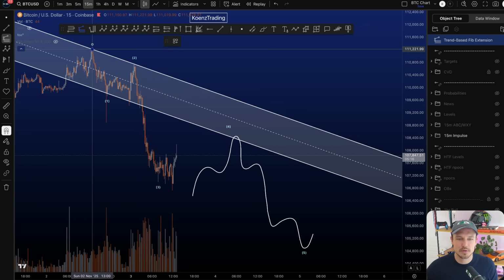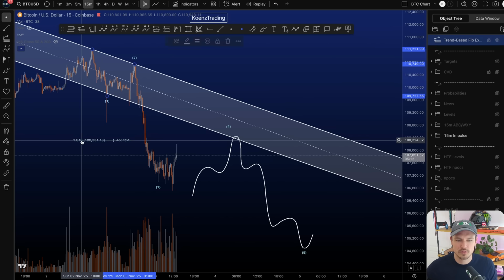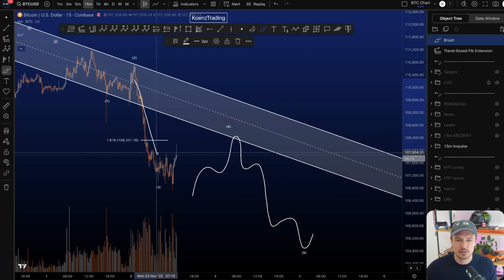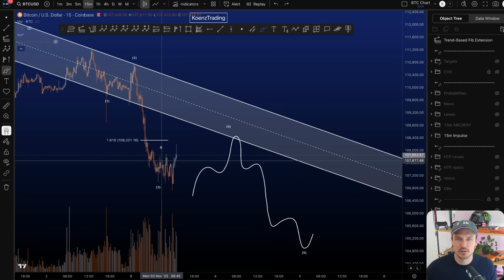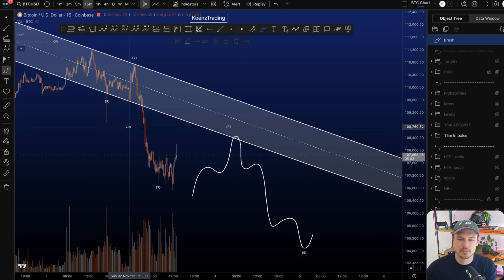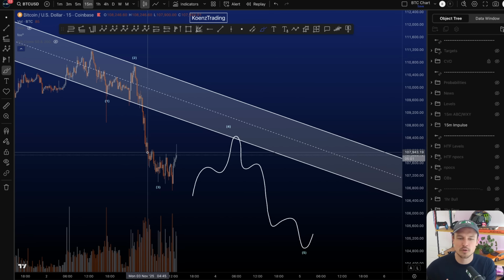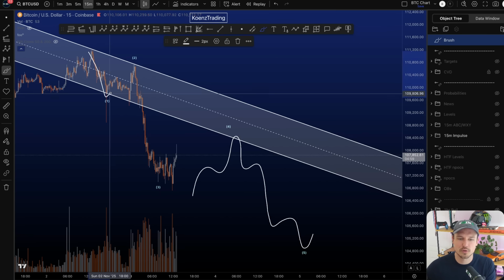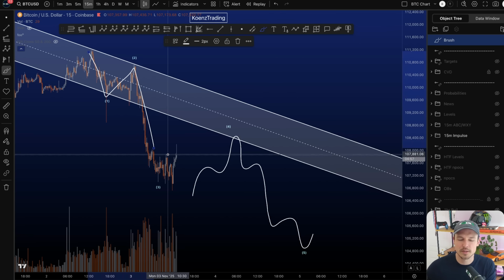If we take a trend-based fib extension from the start of 1 to the end of 1 to the end of wave 2, we can also clearly see that this move to the downside extended beyond the 1.618, which increases the probabilities that this move to the downside is a wave 3 compared to a more corrective structure where you would look for a wave A, B, and a wave C.